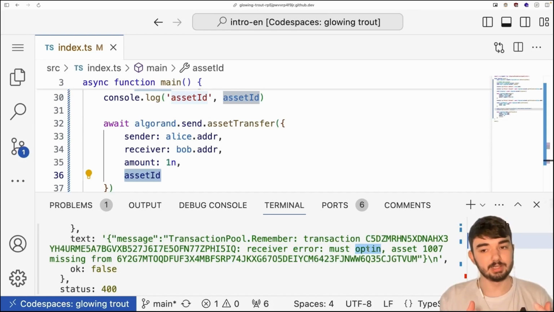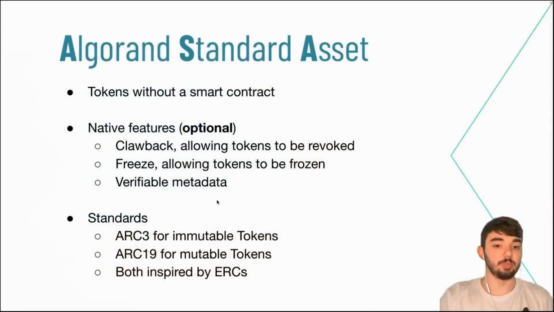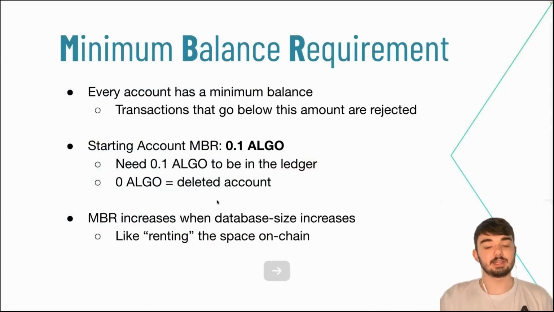So what does opting in mean? To explain opting in, I'm going to go back to our slides and take a step back and explain this concept of minimum balance requirement. So on Algorand, every single account has a minimum balance that it must maintain. Any transaction that puts that account below that minimum balance is going to get rejected. And the default starting account MBR is 0.1 Algo.